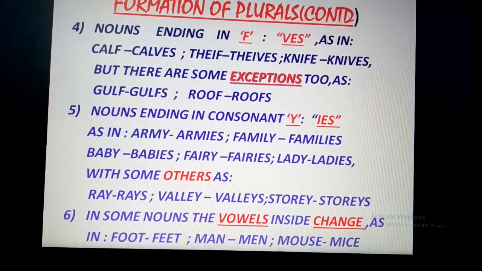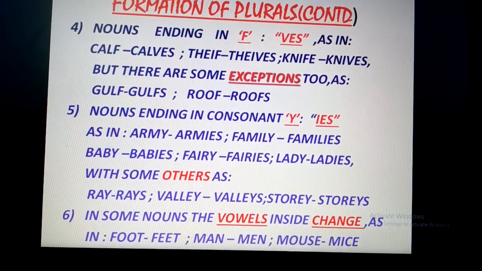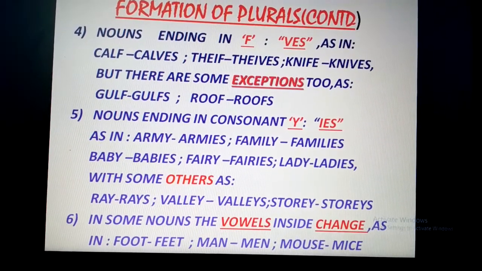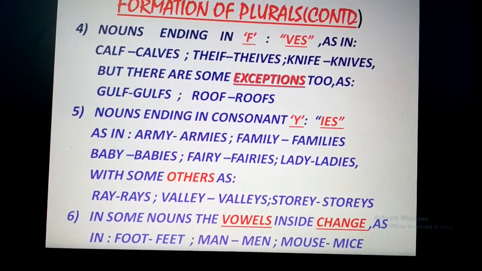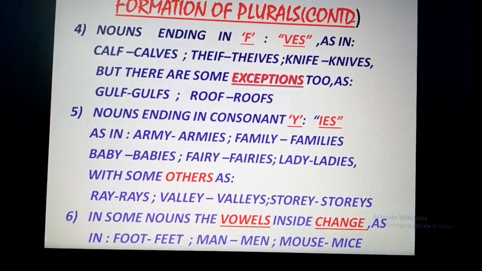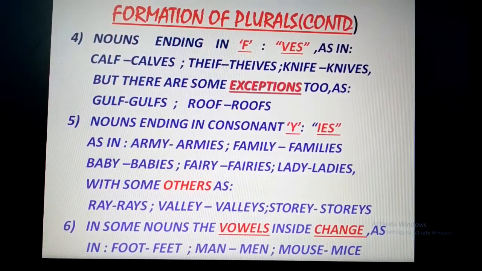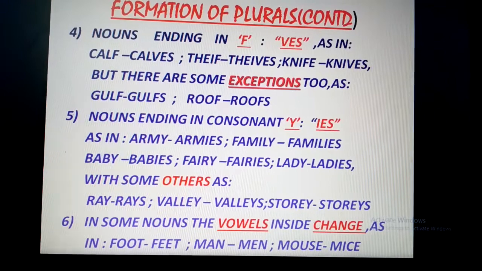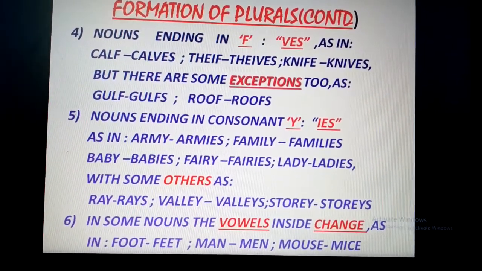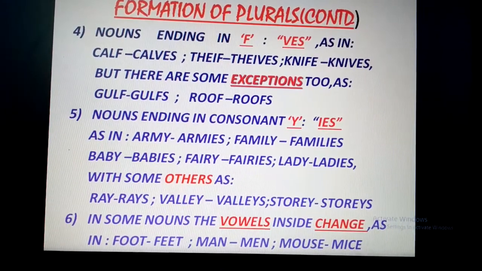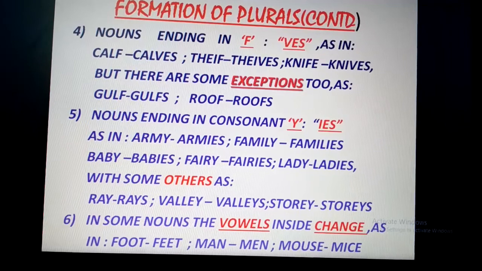The fifth rule says that for the nouns ending in a consonant plus y, the y letter changes to i and es is added. As in the examples, army, armies, family, families, baby, babies, fairy, fairies, lady, ladies. But dear children, here we have some exceptions as well. Ray, rays, valley, valleys, story, stories.